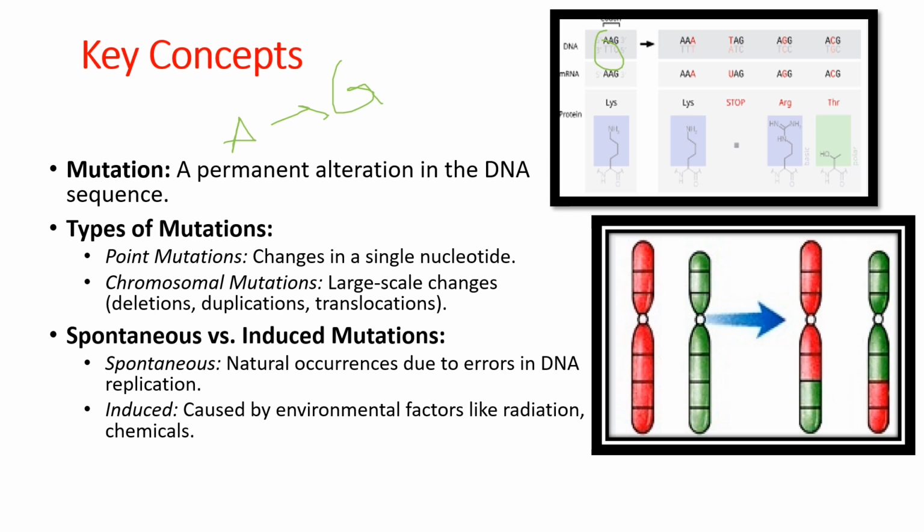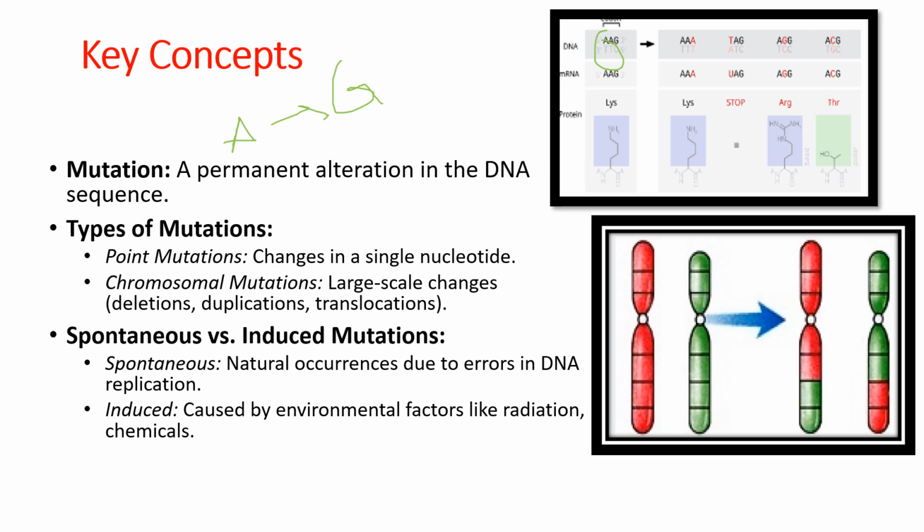For example, even though our DNA replication machinery is incredibly accurate, mistakes can still happen. A spontaneous mutation might occur if a DNA polymerase enzyme makes an error while copying DNA. Now, talking about induced mutations, these are mutations caused by external forces. It could be external forces like exposure to radiation, chemicals, or even certain viruses. For example, exposure to UV radiation can cause mutation in skin cells, potentially leading to skin cancer.